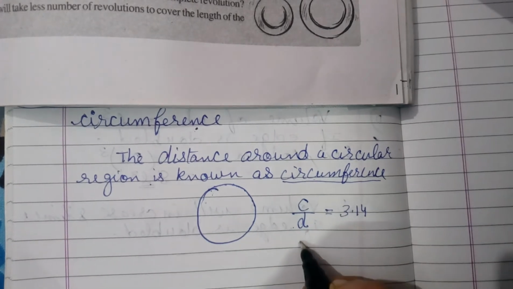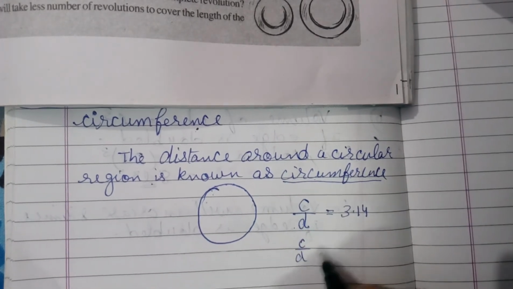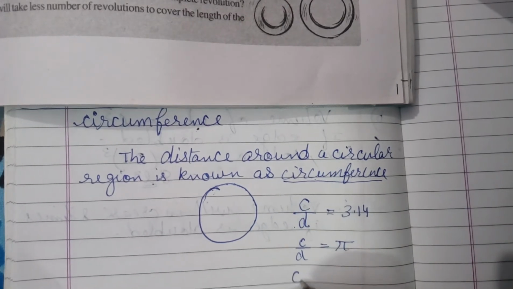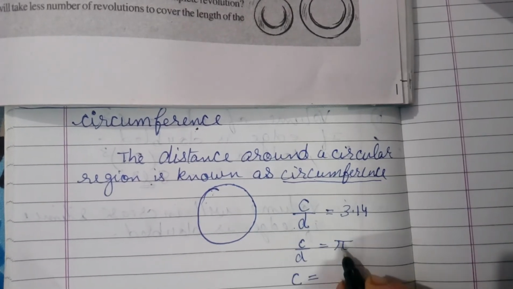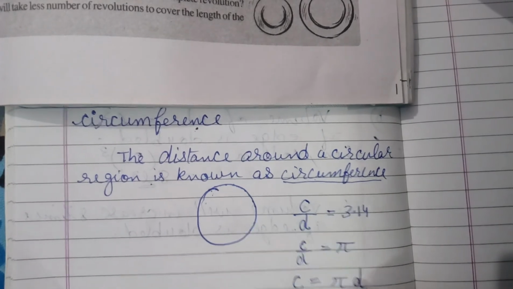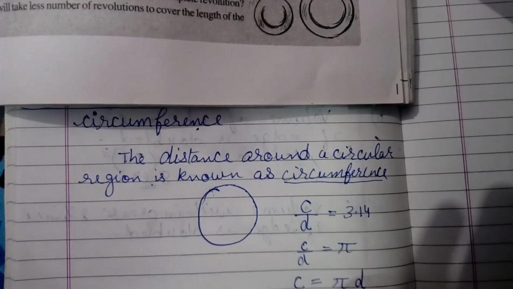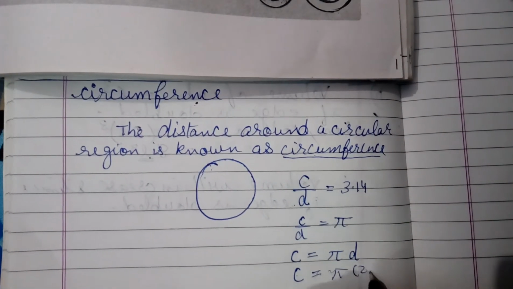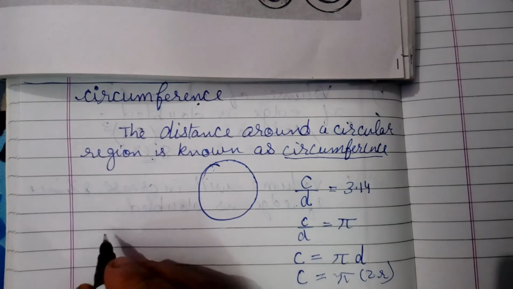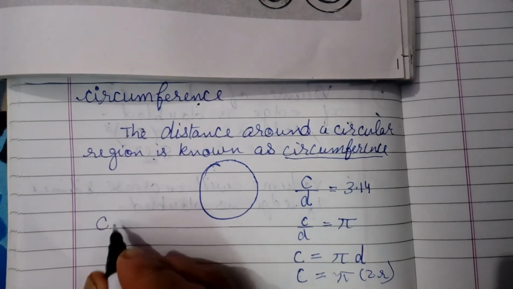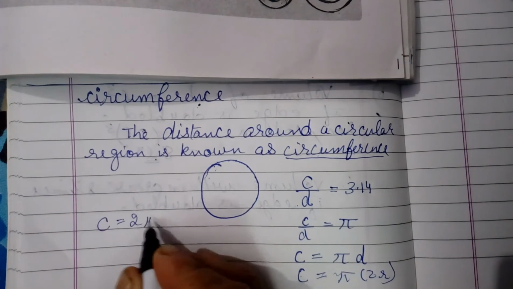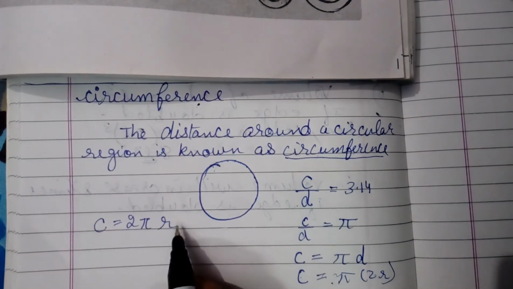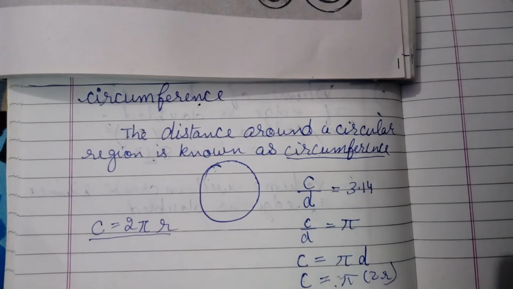So C upon D is denoted by pi, and therefore C equals pi times d, and you know that d means diameter and it is equal to 2r. So we can say that the circumference of a circle is equal to 2 pi r. I have just taken 2 at first, 2 pi r. So this you have to remember.